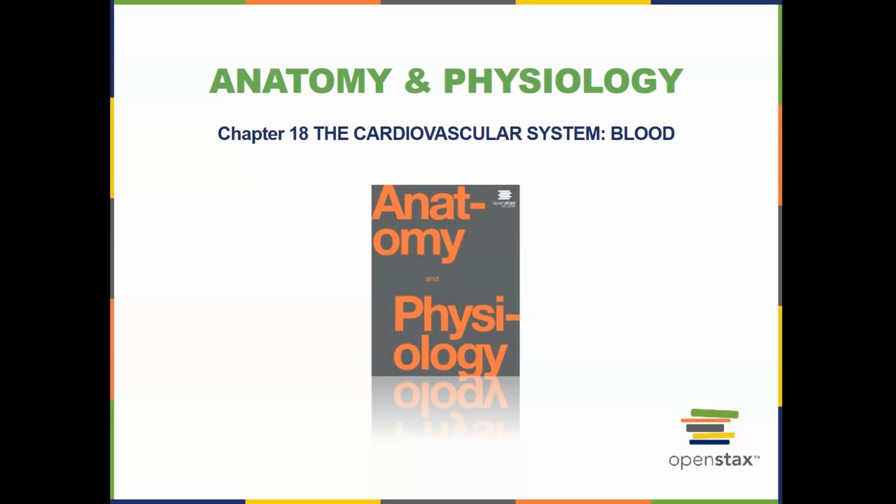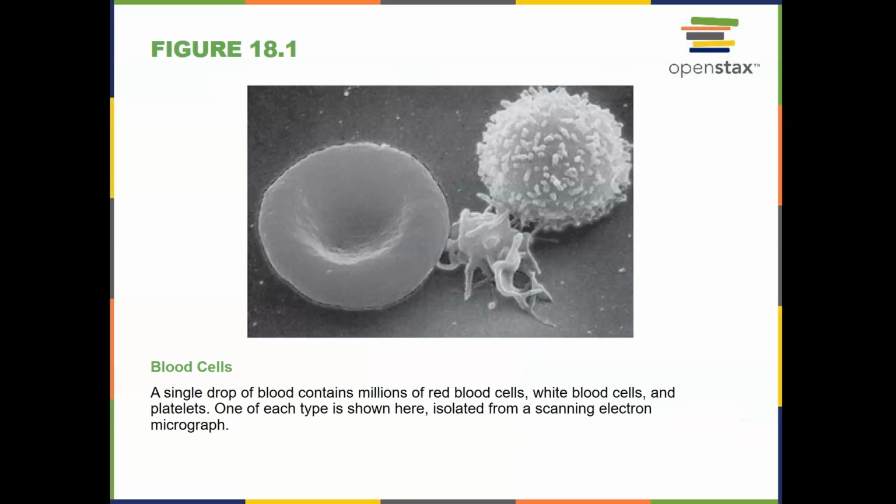Today we're going to be talking about one component of the cardiovascular system, the blood. Blood is made up of many different elements, actually. We're very familiar with red blood cells because that's what gives blood its color. But within blood, we also have white blood cells, platelets, and other elements like nutrients, waste products, ions, water, and so forth.